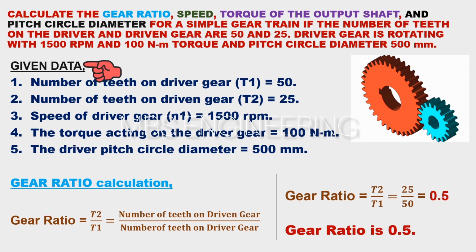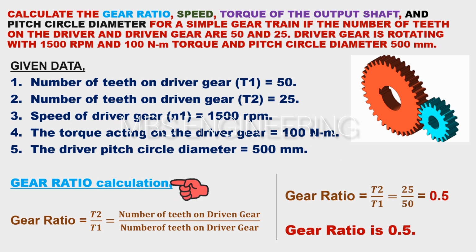Given data. First data, number of teeth on driver gear, T1, 50. Next data, number of teeth on driven gear, T2, 25. Next data, speed of driver gear, N1, 1500 revolutions per minute. Next data, the torque acting on the driver gear 100 Newton meter. Next data, the driver pitch circle diameter 500 millimeters.